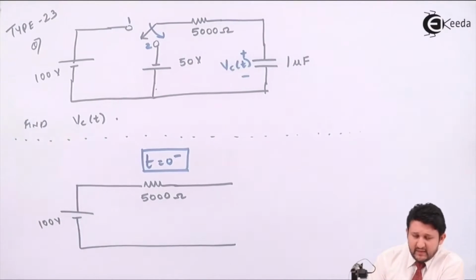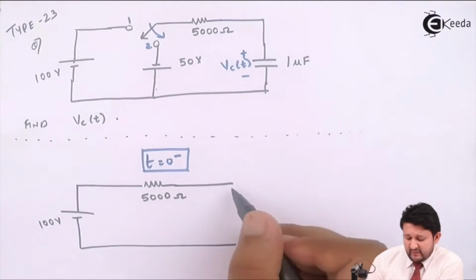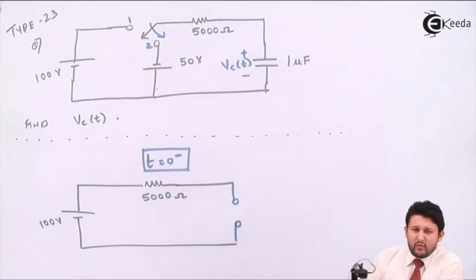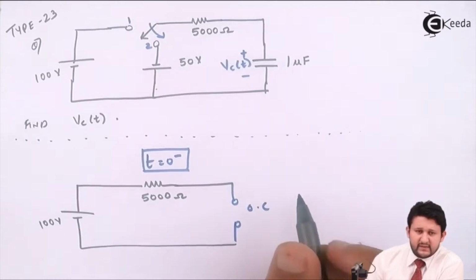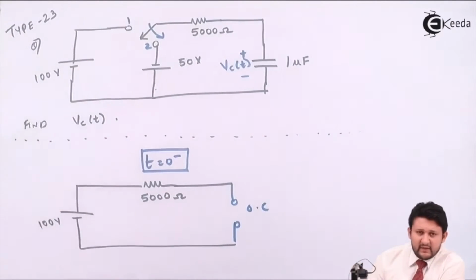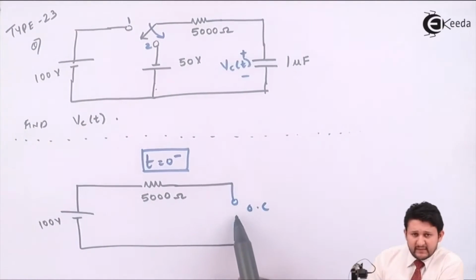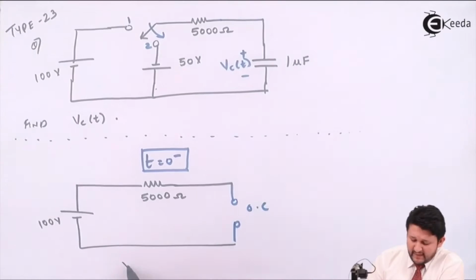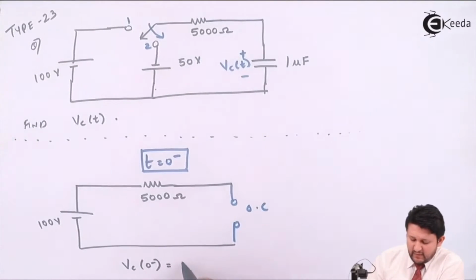So since the current is flowing for a very long time, the capacitor will be fully charged. Since it will be fully charged, the capacitor won't allow more current to pass through it. That means it will behave as an open circuit. Simple logic. How much the capacitor will be charged? It depends upon the amount of voltage supplied to it. So the voltage supplied to it is 100 volts. So the capacitor charge will be equal to 100 volts.